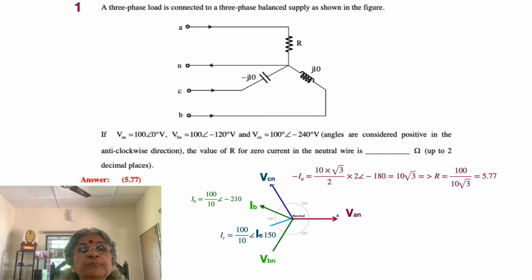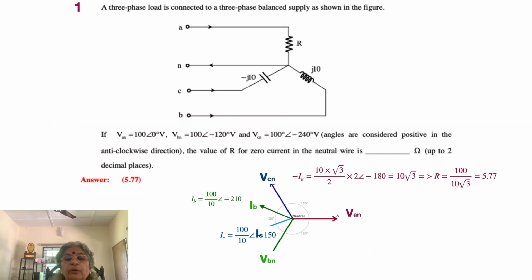We take only the horizontal component. When you take the horizontal component, it becomes 10 into root 3 by 2, because it's the projection on the horizontal axis, which is cos 30, which is root 3 by 2. And there are two of them, so together it becomes 10 root 3. So 10 root 3 is the current. Now we need to find out the resistance. How do you find the resistance? By simply dividing the corresponding voltage by the current, which is 100 divided by 10 root 3, equal to 5.77.